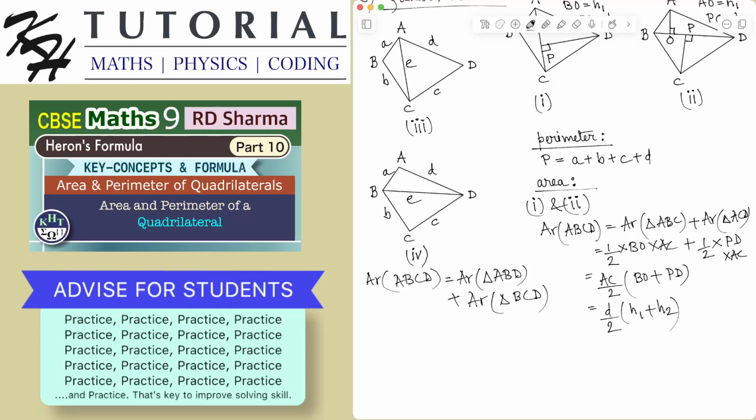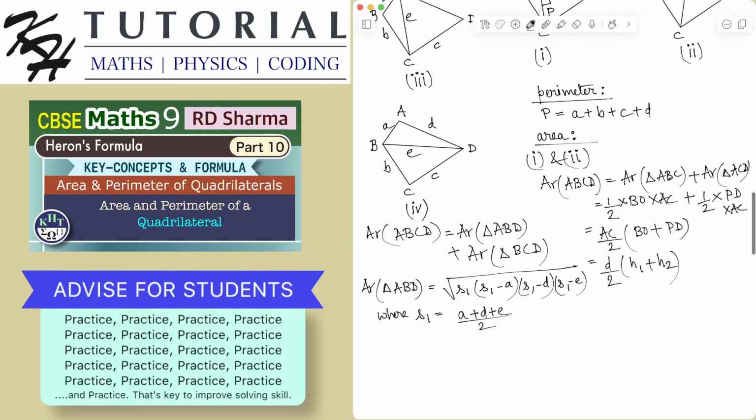Okay, so what will be the area of triangle ABD using Heron's formula? It will be the square root of, let's say I am calling the semi perimeter of the triangle ABD as S1, so it will be S1 multiplied by S1 minus A, S1 minus D, and S1 minus E, where S1, the semi perimeter, is equal to A plus D plus E by 2.